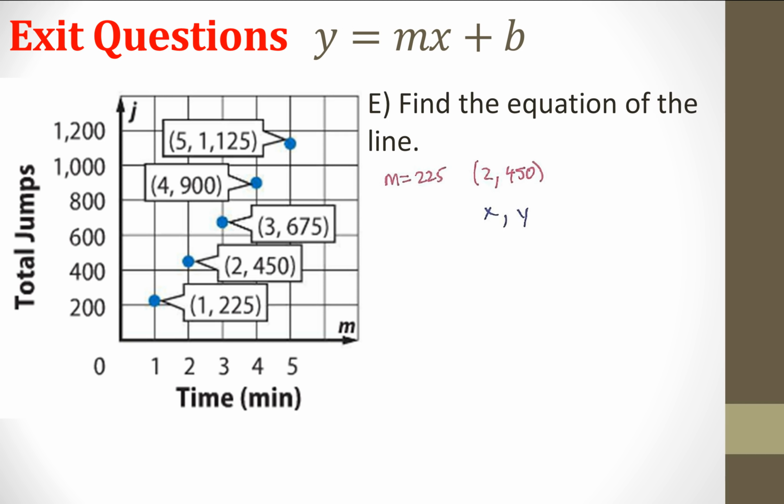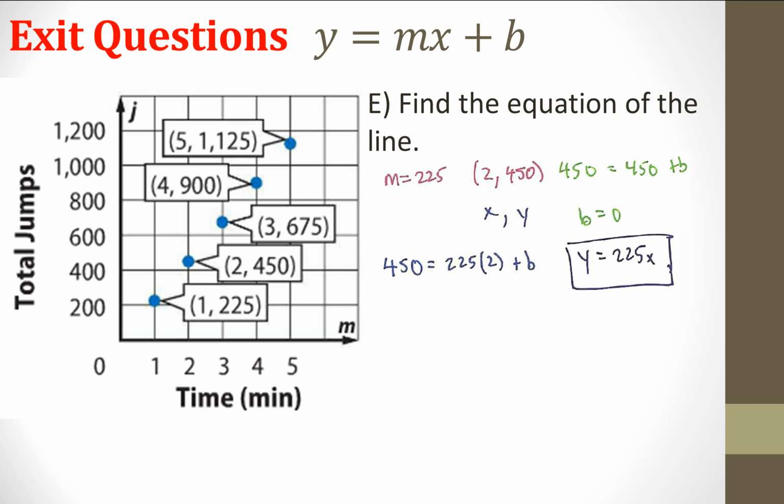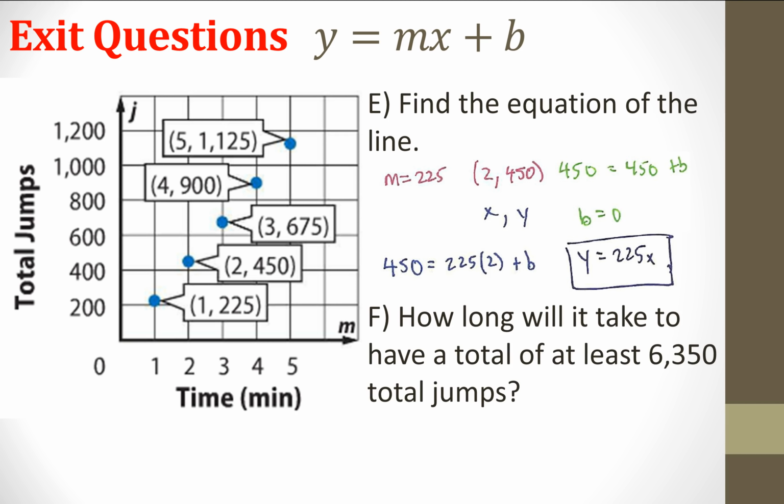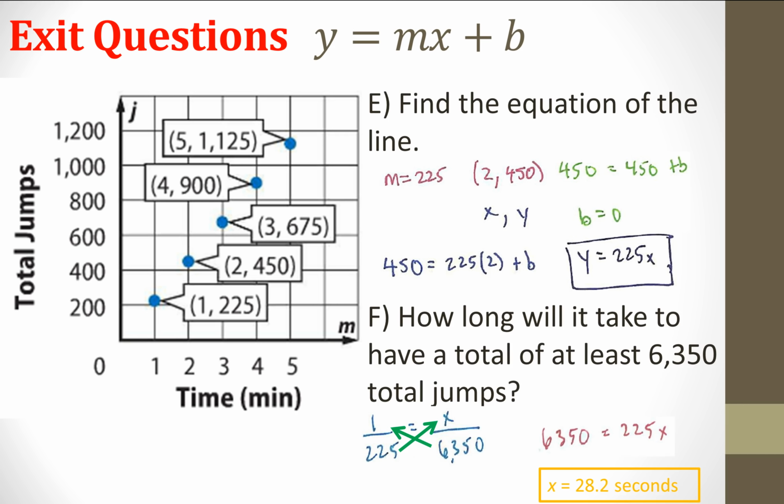We're back. And if you chose a point, saw that it was linear, found the slope, and you have y equals 225x, then you are correct for the equation. So how about F? How long will it take to have a total of at least 6,350 jumps? This sounds like what we just saw on the slide before. Go ahead and pause the video, do this question on your own, and check your answer when you get back. Set up that proportion, cross multiply and divide. 28.2 seconds.